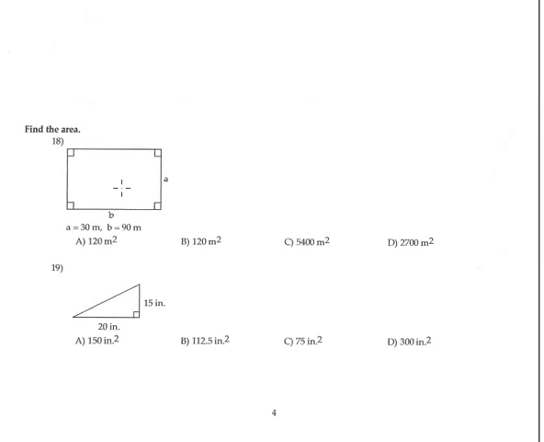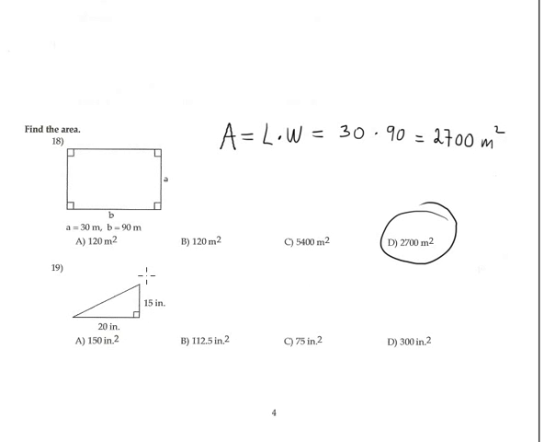Okay, find the area, identification, the figure is a rectangle, and the formula is area is equal to length times width. As multiplication, 30 times 90 is 2700 square meters. Get the option D.